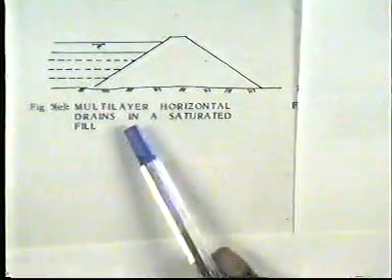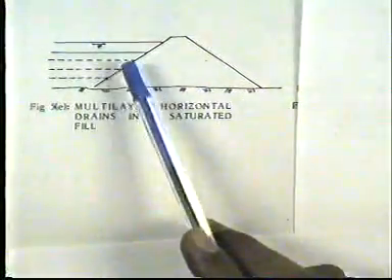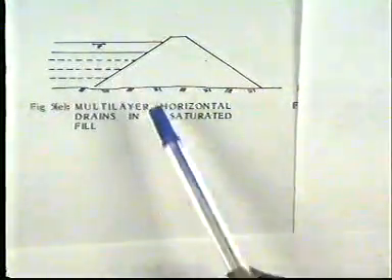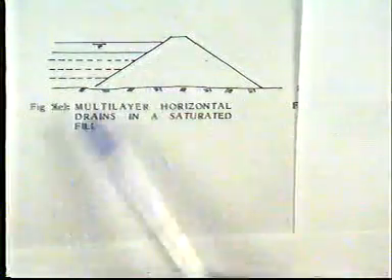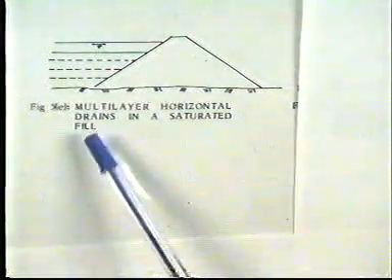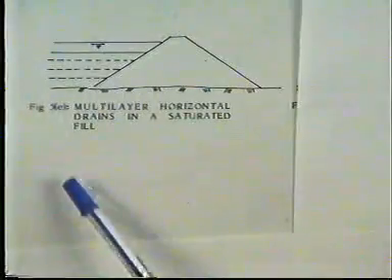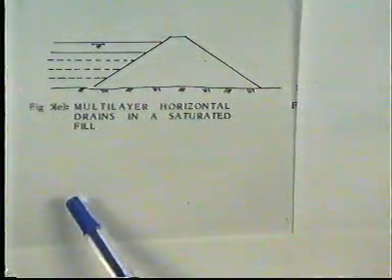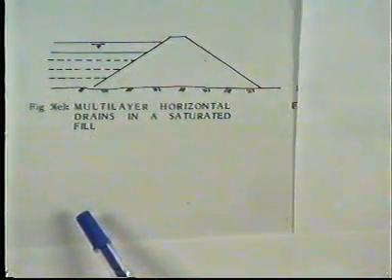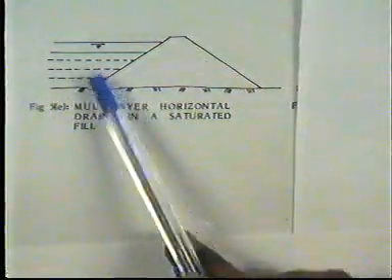Here this multi-layer of the horizontal drain in a saturated field. There are different layers of the geotextile material that can be used as a drainage in a saturated field.